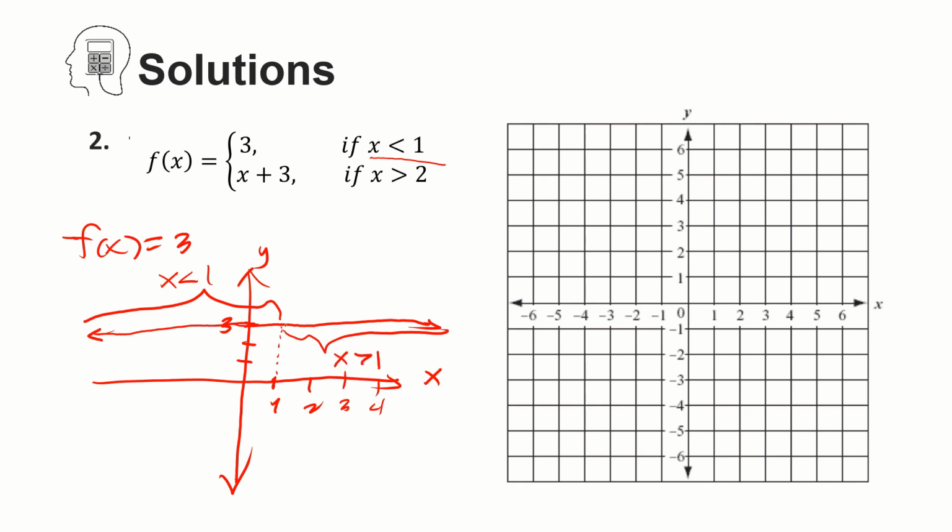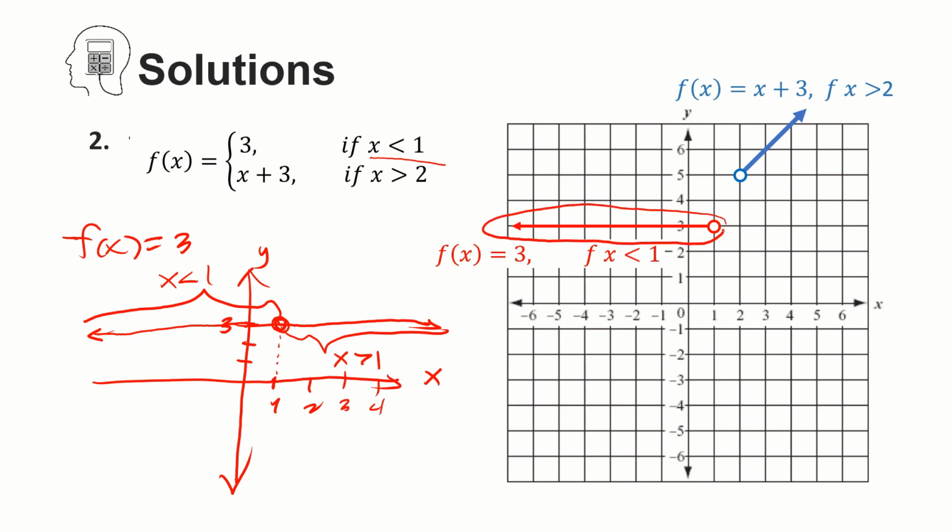So therefore, we need to cut our graph. We need to limit our graph where our x is less than 1. And since 1 is not included, because it states here it is less than 1, we create a hole where our x is equal to 1. So thus the graph of our first subfunction f of x is equal to 3 is at this region. So x is equal to 1, where 1 is not included, and then less than 1.